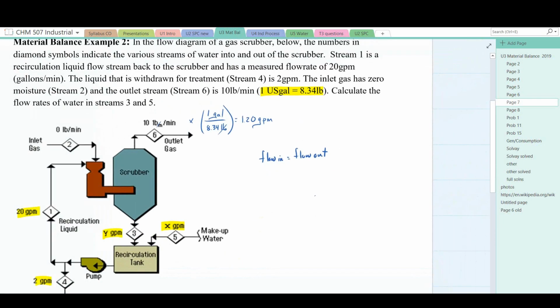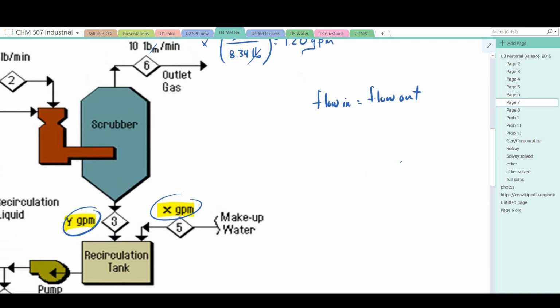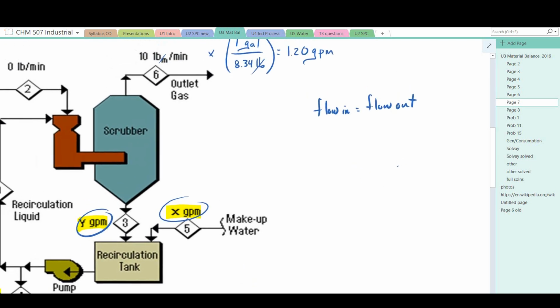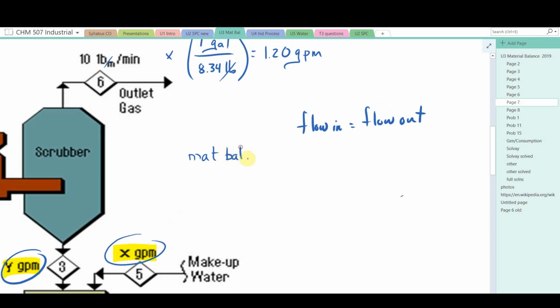Well, the flow of what, though? I want to solve for x, and I solve for y. What you can do is consider one component of the process at a time if you wish. Let's try that. Let's balance the flow rates around the scrubber. So what's coming in and what's going out of the scrubber? So, material balance around the scrubber.